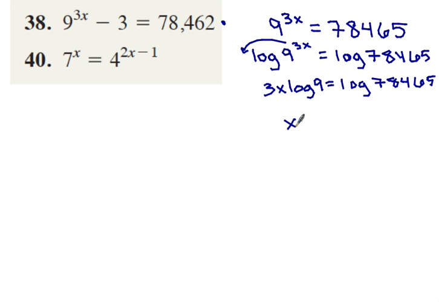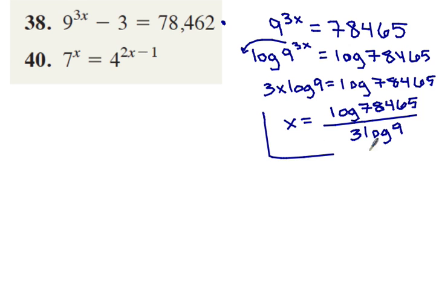And so we'll end up with x equals log of 78,465 divided by 3 log 9. Okay, and there's our exact value. Again, type that into the calculator, you'll get your decimal approximation, take it out to 4 decimal places, and we'll be able to come up with whatever number that is. Okay with that one? That one's still kind of familiar.